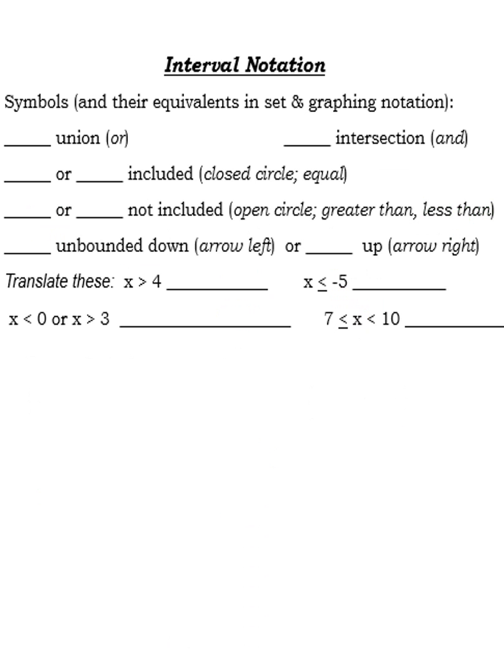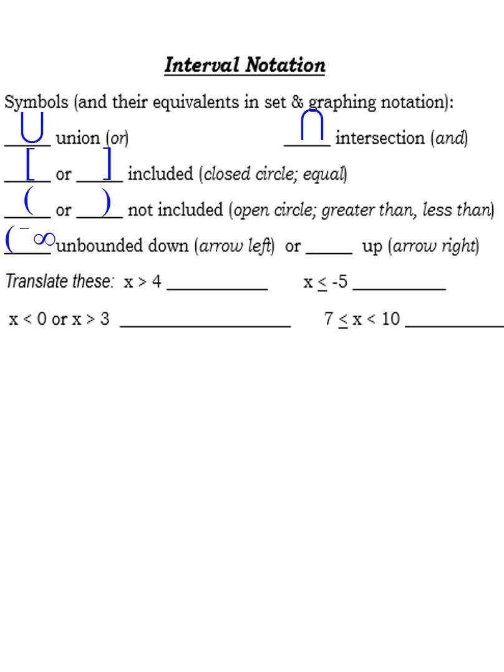We're going to talk about interval notation, symbols and their equivalents in sets and graphing notation. If you see a union, that's an or. If you see an intersection, that's an and. These are your closed brackets. You should see an equal sign if you're going to use a closed bracket. If you don't see an equal sign, you just see less than or you just see greater than, you're going to use your open circles, and these are your open parentheses.